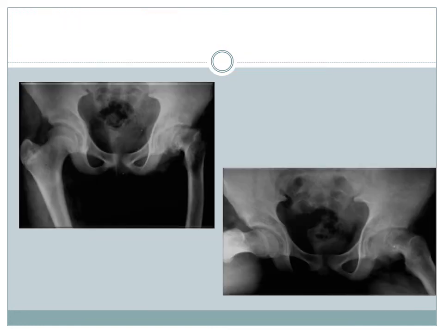So the worst case scenario in case of septic arthritis is you have destruction of the articular cartilage, destruction of the femoral head, and sometimes destruction and absorption of the femoral neck with a totally deformed joint.